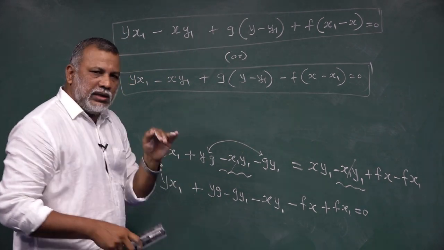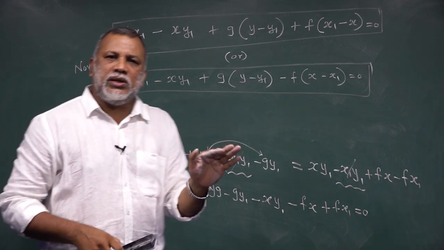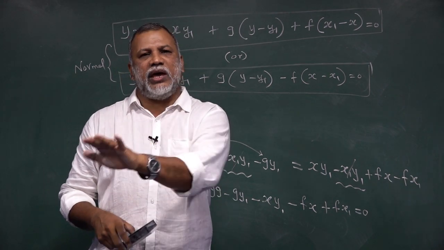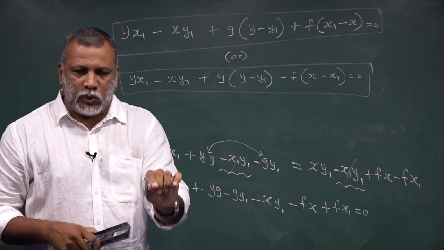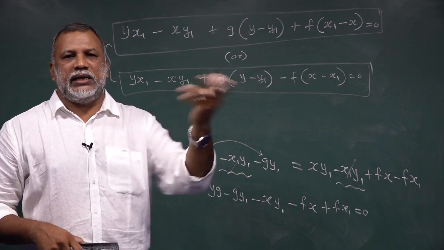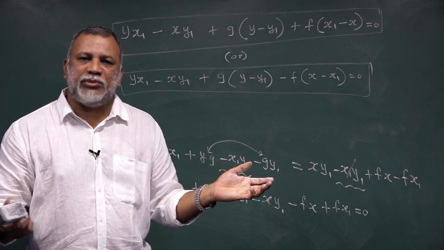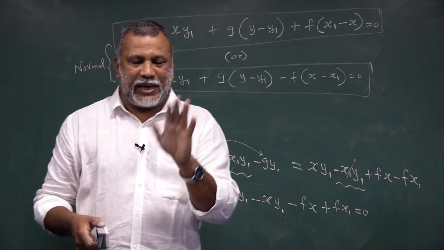Once again listen, equation of the normal means use the formula y minus y1 is equal to minus 1 by m of x minus x1. That is the general equation of the normal. Here m is the slope. We already worked out the slope in the equation of the tangent. Just substitute and take the reciprocals, work out the cross multiplication. After working out the cross multiplication, listen to the concept carefully.